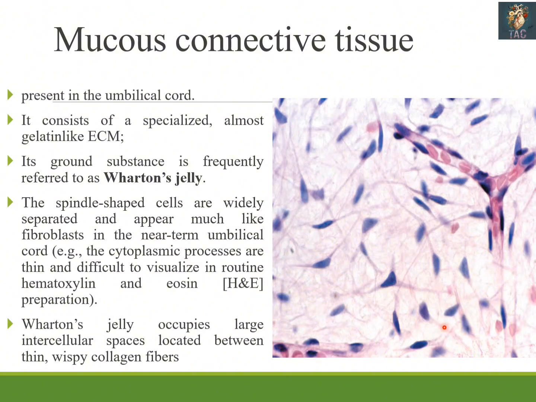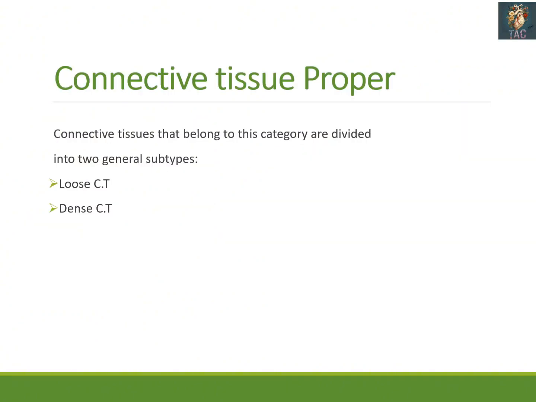This is another type of connective tissue. Here you can also appreciate a blood vessel which is present. So the example is the Wharton's jelly, and the ground substance of this mucous connective tissue is usually hyaluronic acid, which is very much hydrated, and because of this hydration, it gives a jelly-like appearance, giving the name Wharton's jelly. So next is the connective tissue proper.